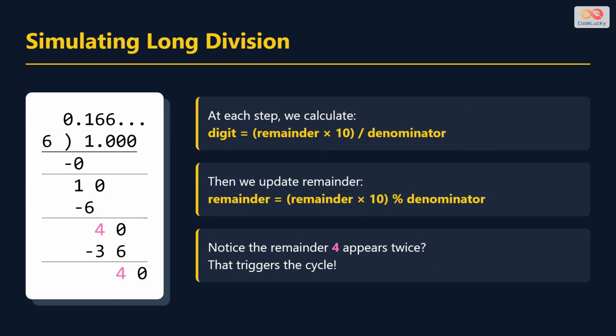To solve this, we need to simulate the manual process of long division. At each step, we calculate the digit by multiplying the remainder by 10 and dividing by the denominator. Then, we update the remainder. If we ever see a remainder that we have encountered before, it means we have entered a loop, and the sequence of digits will start repeating.